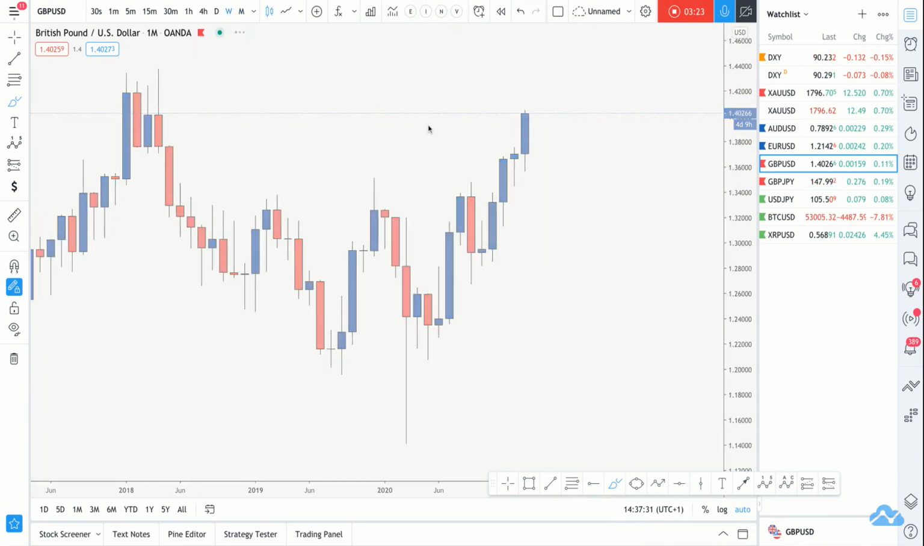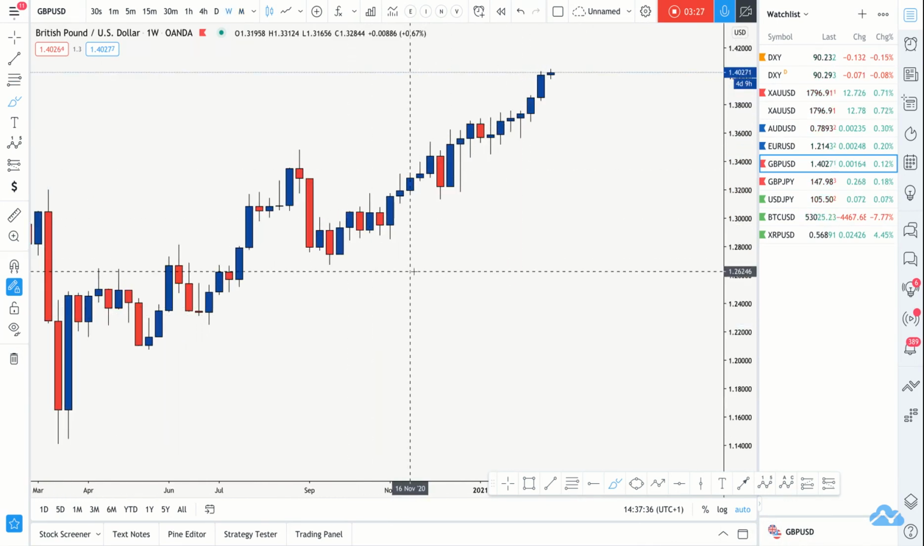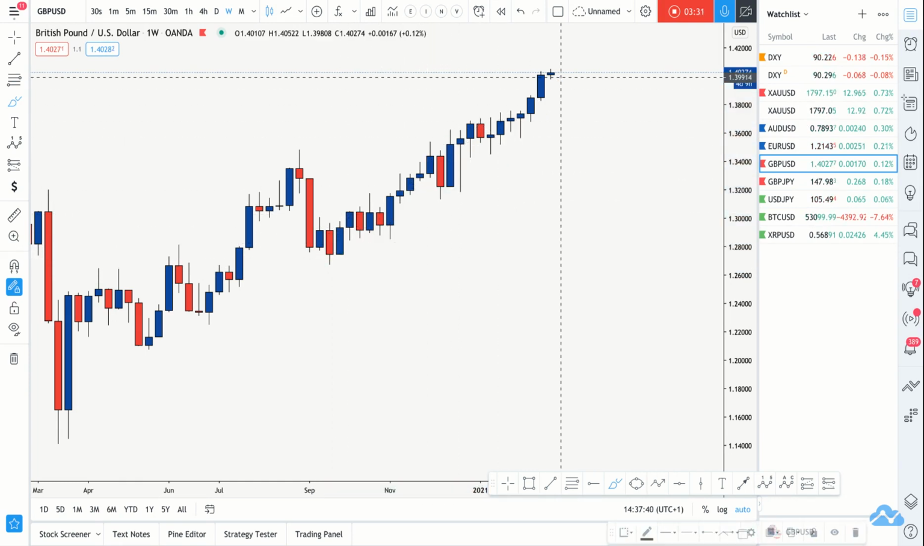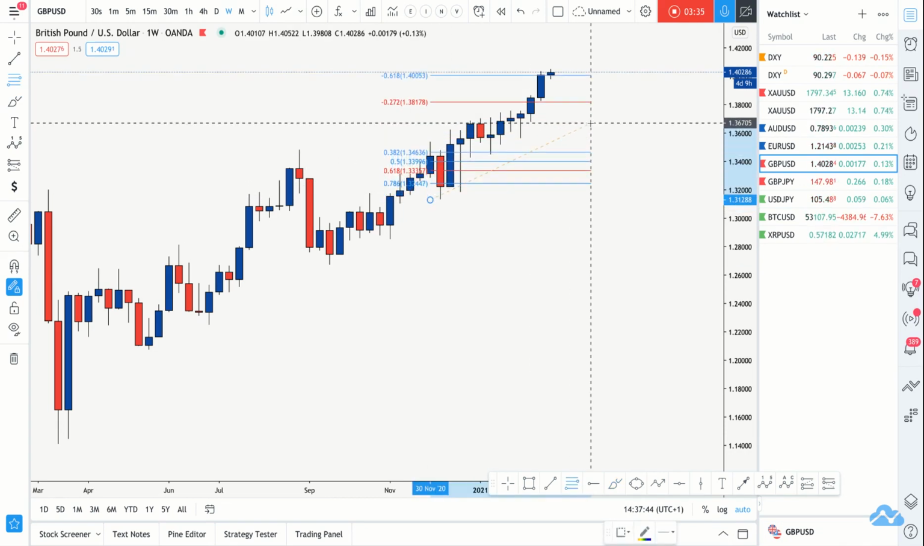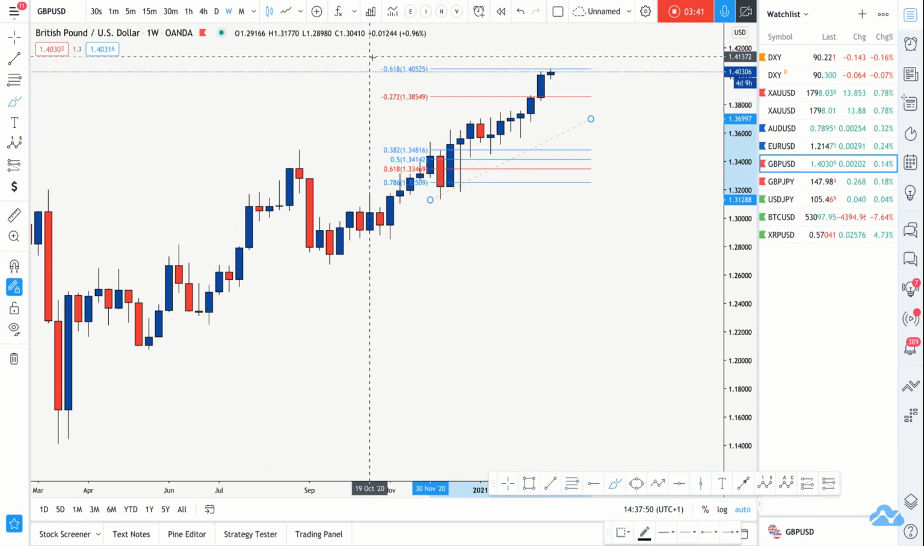Now, what does the weekly tell us right now about the GBPUSD? Well, here you can see that this market is super bullish. Okay, impulse, correction, impulse, correction, impulse, correction, impulse. Now, with that being said, we can spot another impulse over here. So the last impulse leg has shown us that we're currently at the weekly resistance.